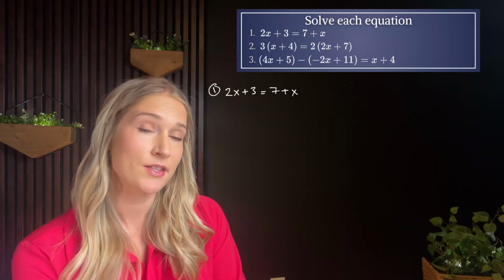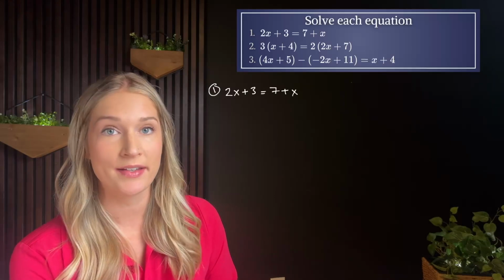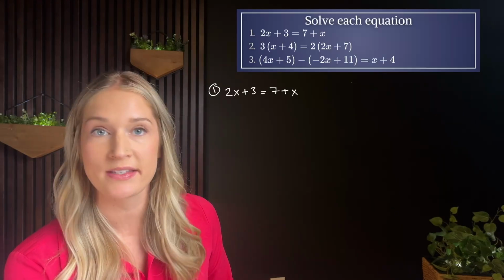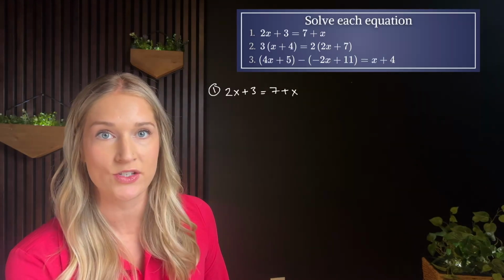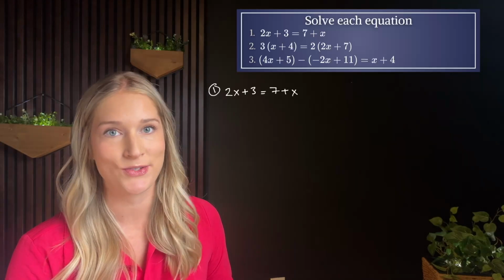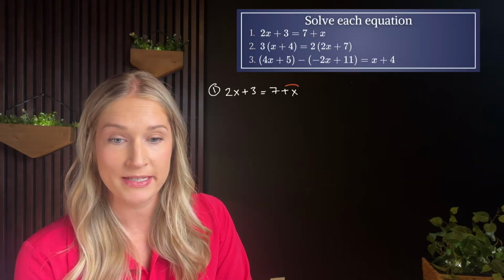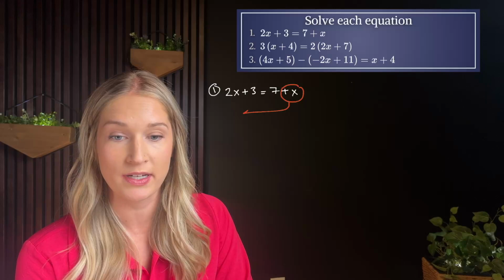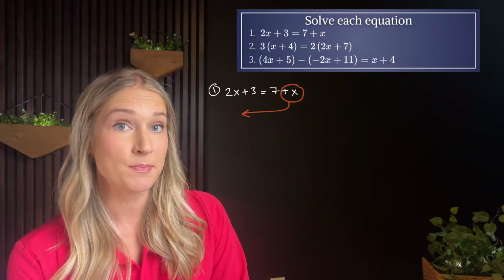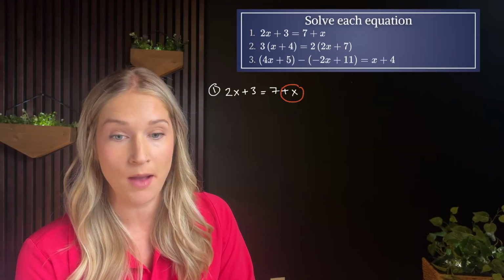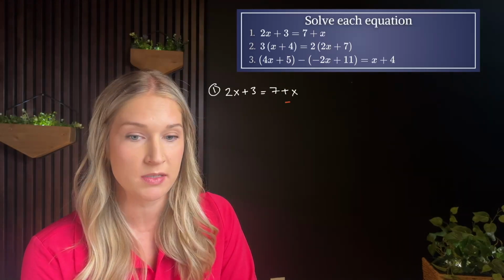Looking at the left side and the right side separately, there's nothing I can do to simplify any further. There's no adding, subtracting, multiplying, or dividing that I can do. This is as simple as it's going to get. So I'm going to start by taking this plus x and moving it to the left-hand side. Since it's being added, I need to do the opposite of adding x, which is to subtract x.